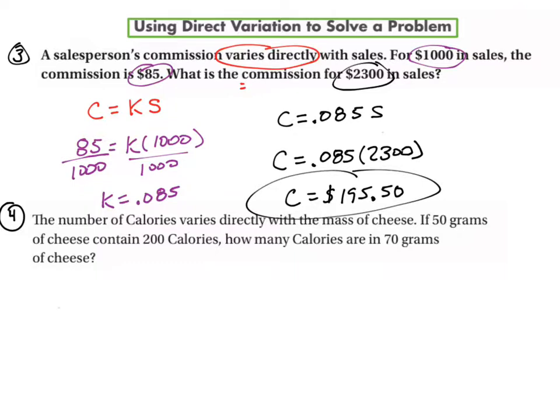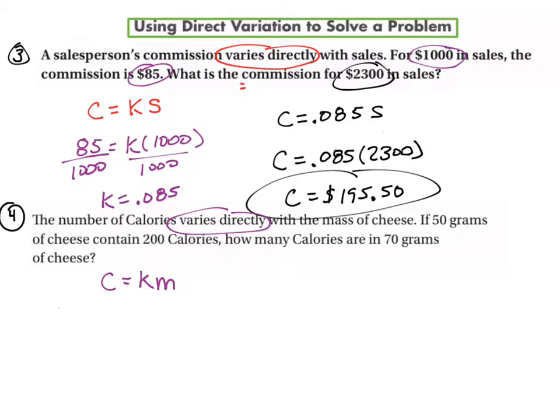All right, next question, same idea. The number of calories varies directly with the mass of cheese. If 50 grams of cheese contains 200 calories, how many calories are in 70 grams of cheese? So in this case, we know calories varies directly with mass of cheese. So we'll write our equation. Calories equals the constant of variation times the mass of the cheese, because we know this is direct variation again.